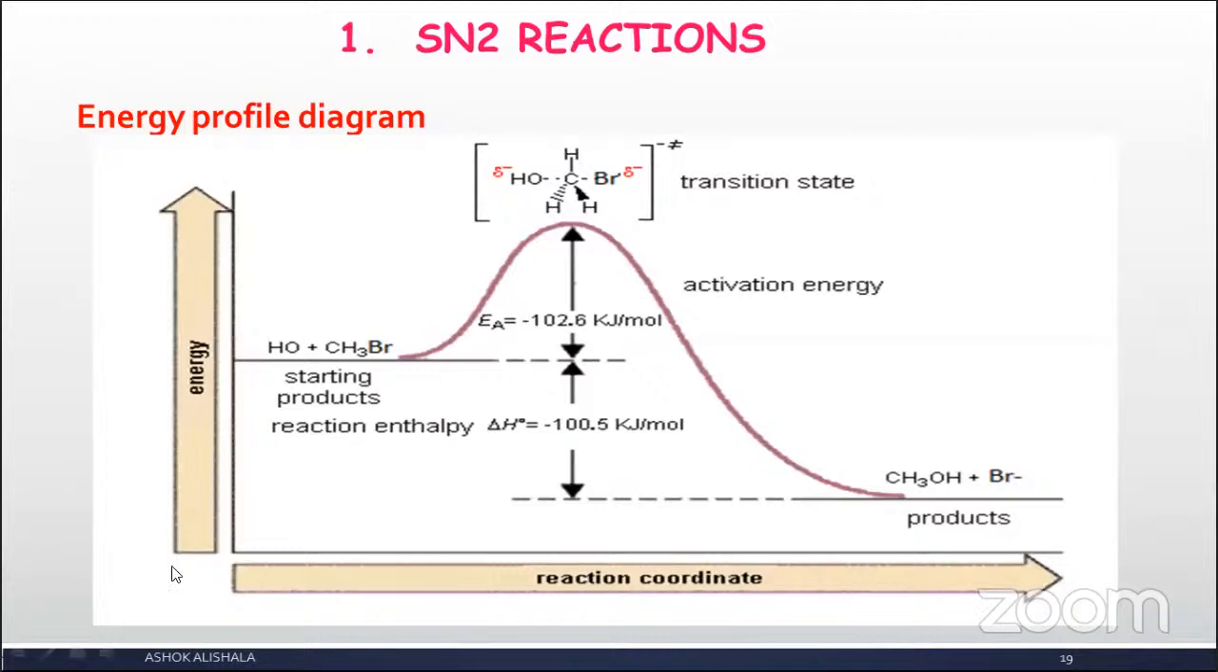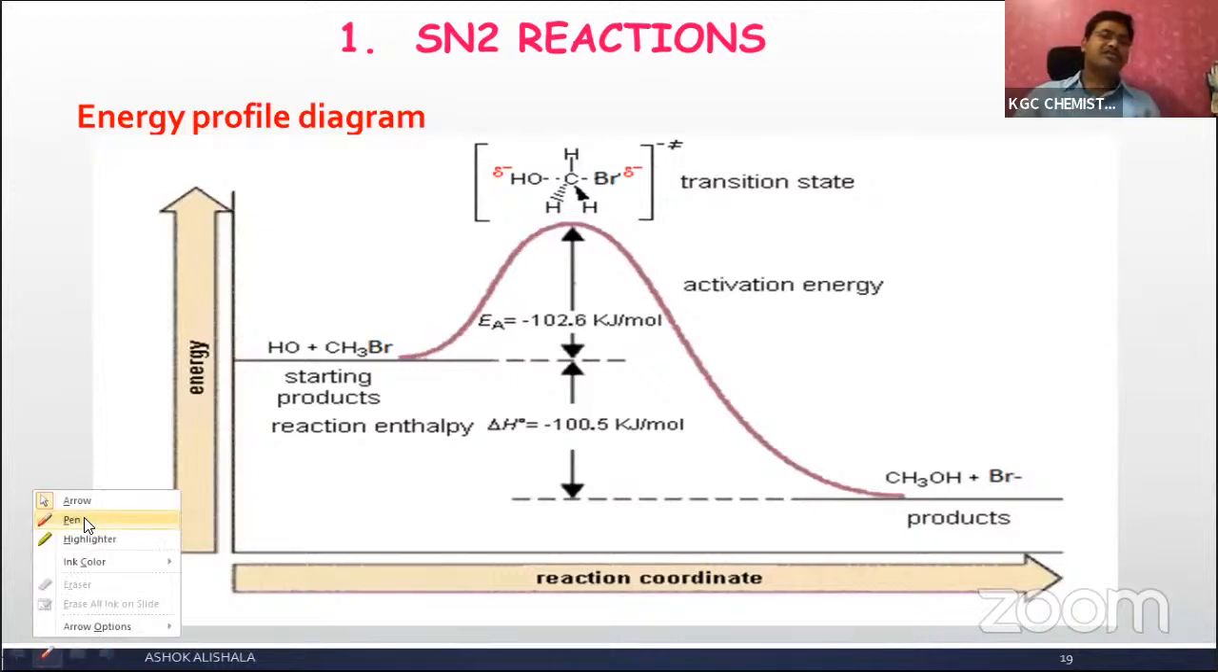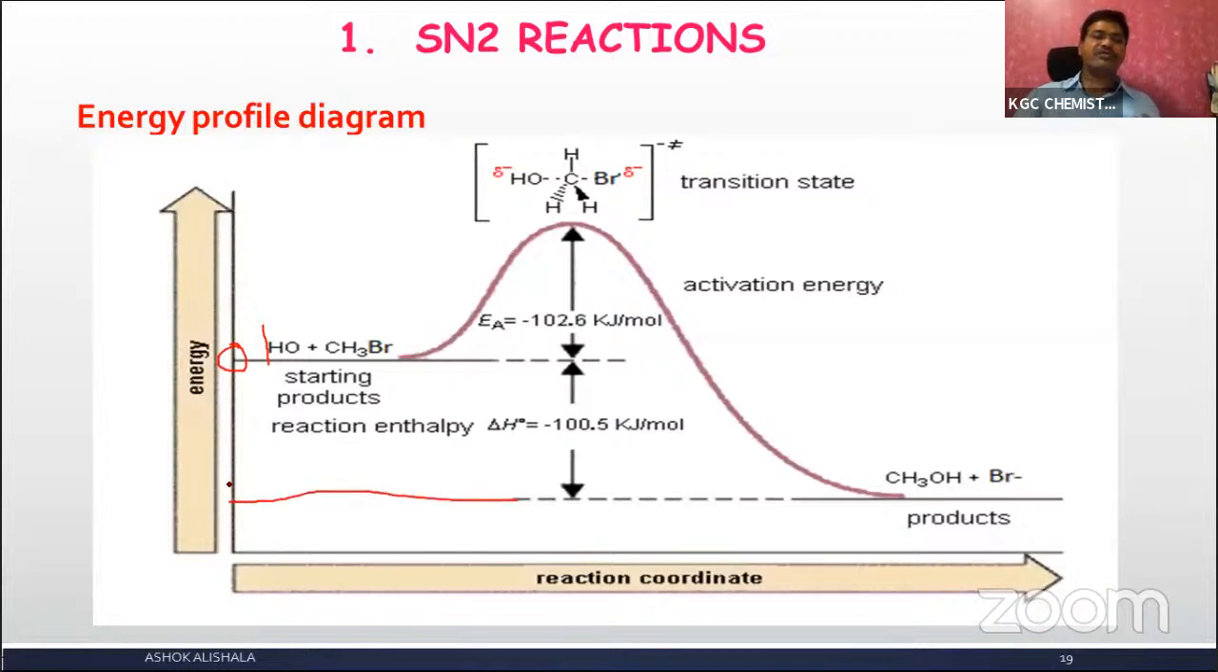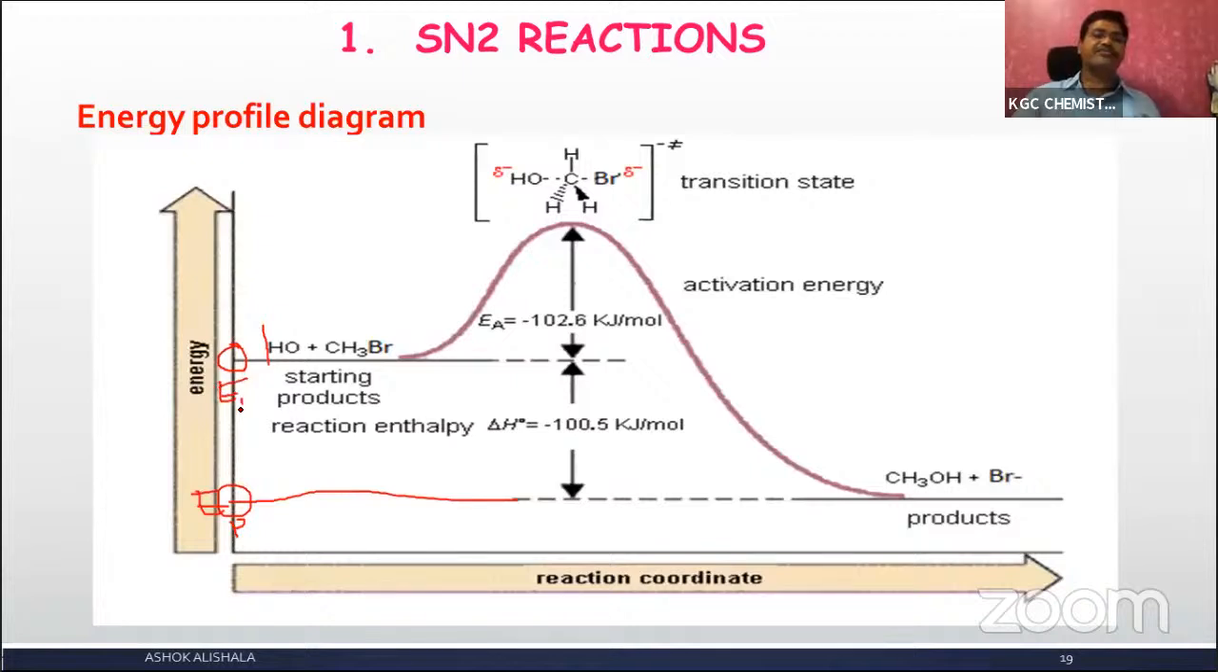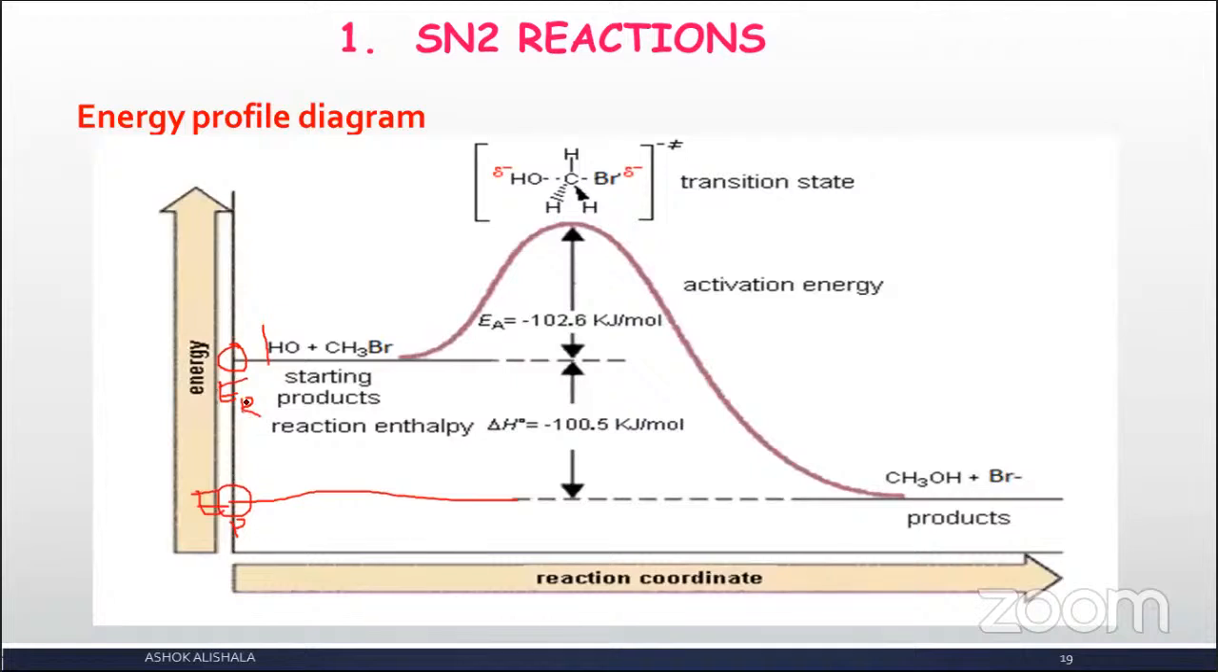Okay, see here, I want to clear your doubt. See, this is the energy profile diagram. This is the energy of the reactants. Now, what is the energy of the products? You can assume here this is the energy of the products. Let us say EP, and the energy of the reactant, let us say ER. Which energy is more, ER or EP?